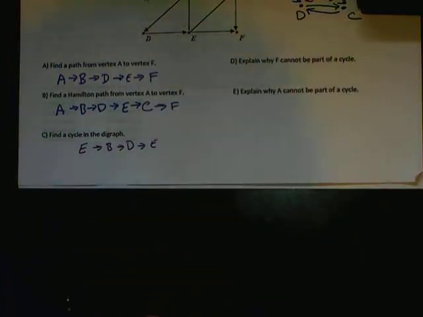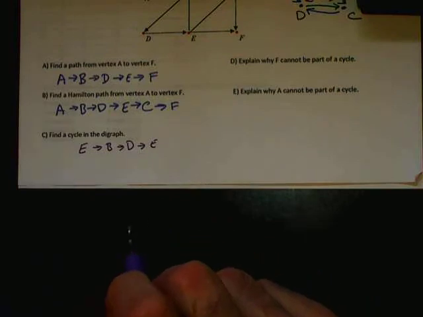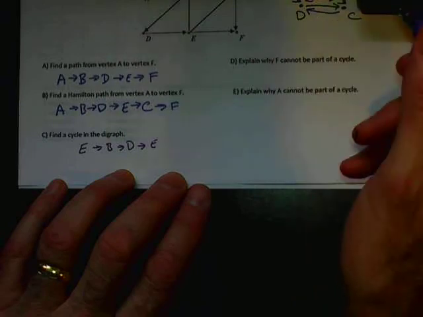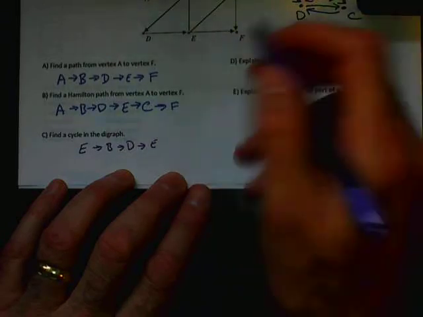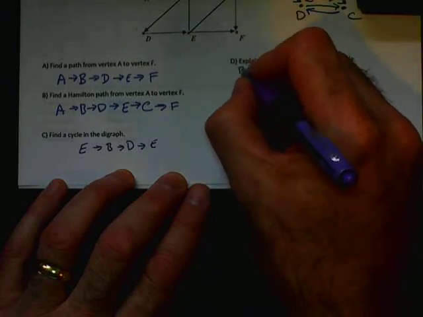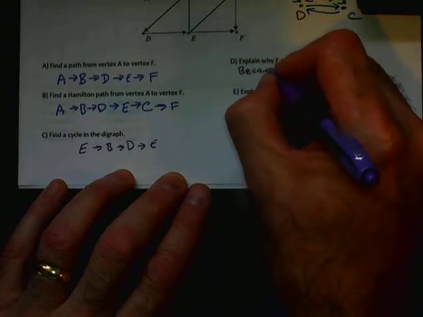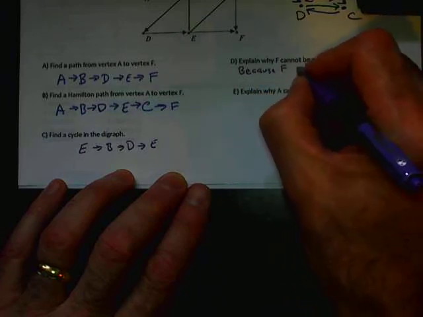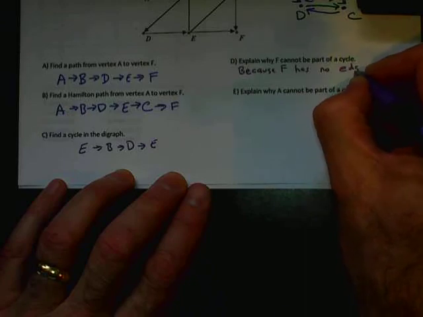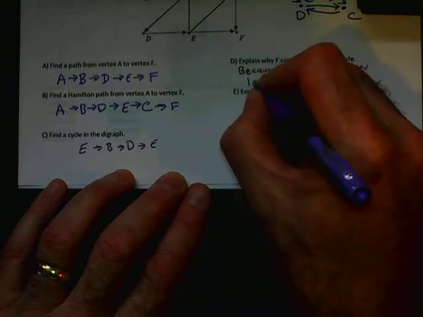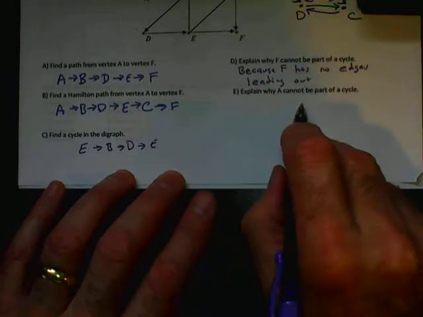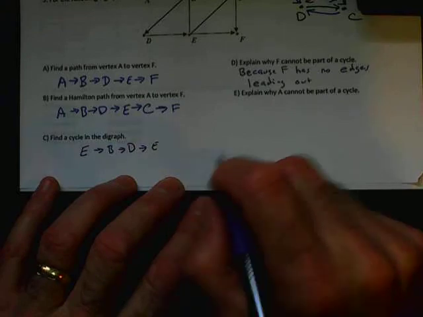Explain why F cannot be part of a cycle. Well, to be part of a cycle, you have to have an in and an out, and there's only ways to go into F. F has no edges leading out. And explain why A cannot be part of a cycle: because it has no edges leading in.